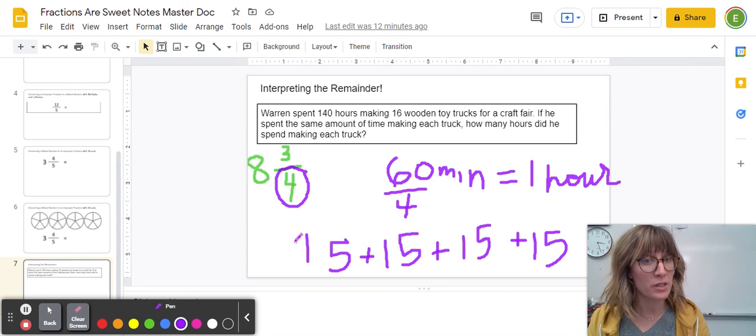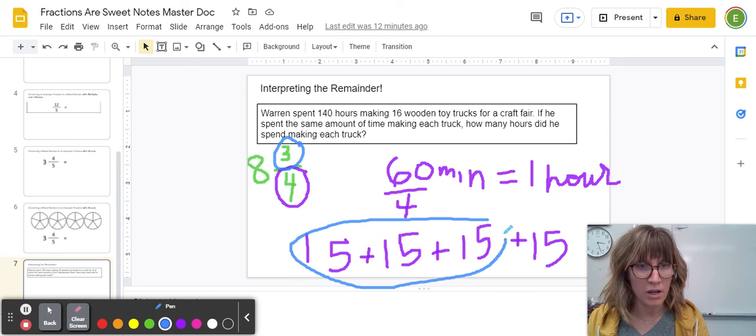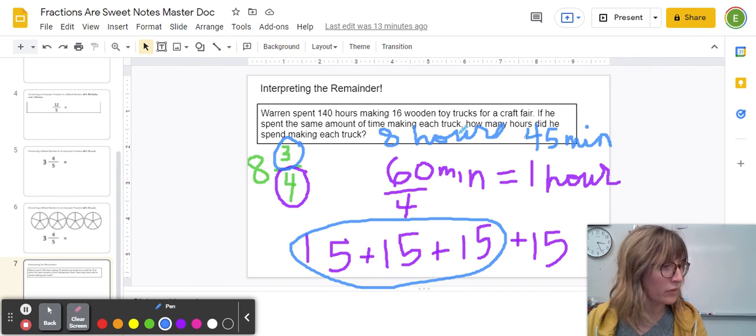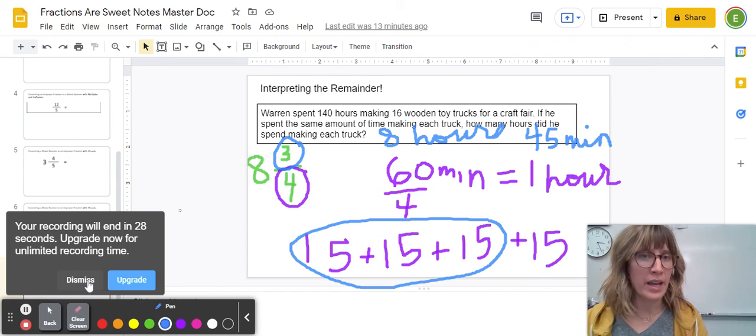So here's our hour broken up into 4 equal parts. And Warren spent 3 of those on his toy truck. So he spent 15, 30, 45 minutes out of an hour, right? So he spent 8 full hours and 45 minutes on each of his toy trucks. You could write your answer up here or wherever makes sense, 8 hours and 45 minutes.